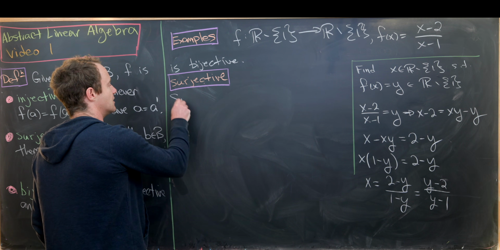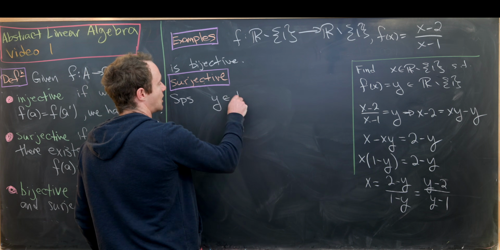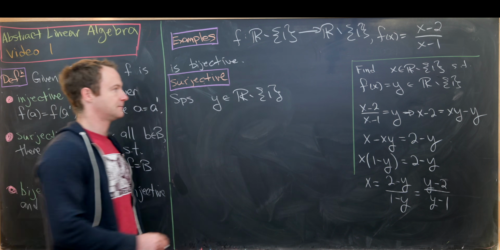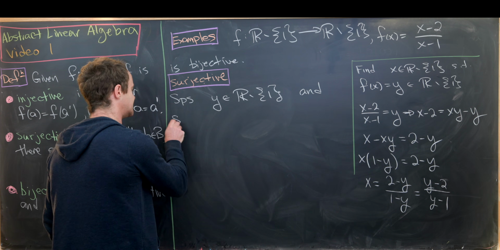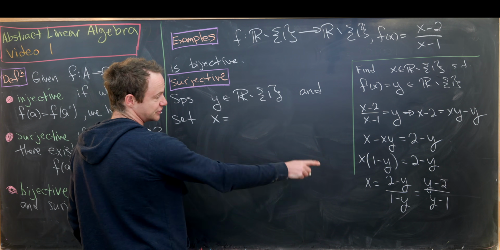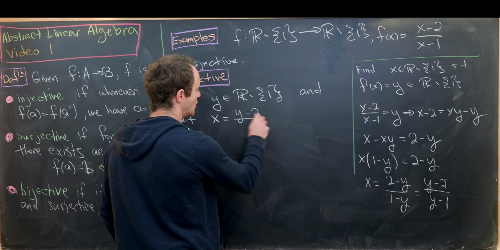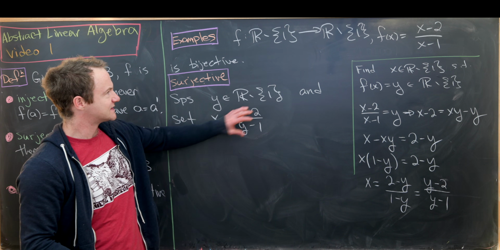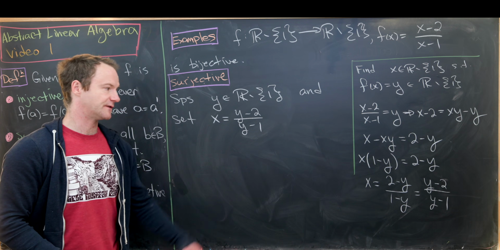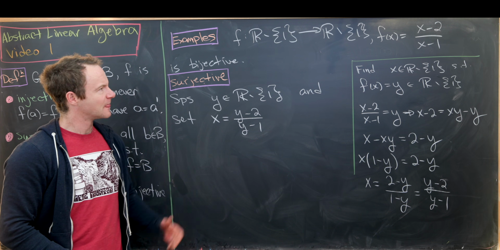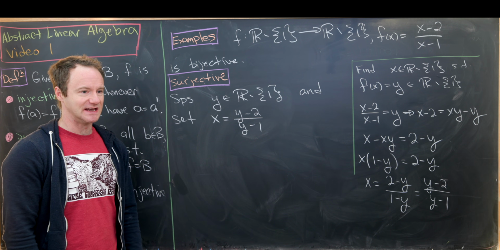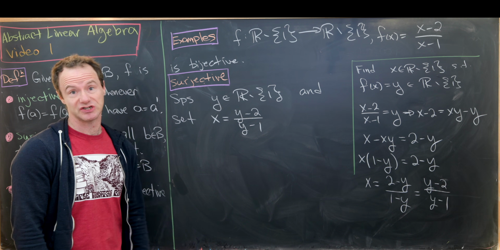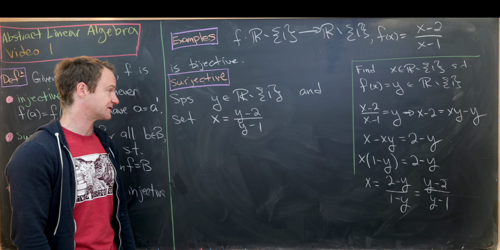So let's suppose that y is arbitrarily chosen from the set R minus 1, and we'll set x equal to this number that we calculated over here, (y - 2)/(y - 1). Now notice this looks an awful lot like our original function, but that's really just lucky. That actually means that this function is an inverse of itself. This is not something that you would expect to happen. Again, this is just the luck of the construction of this function.